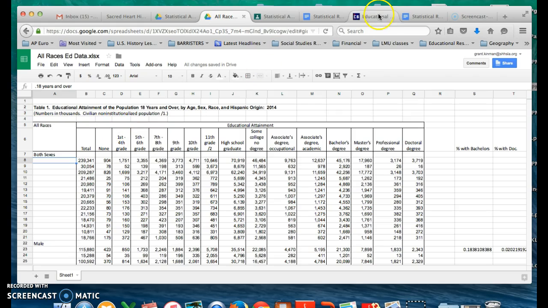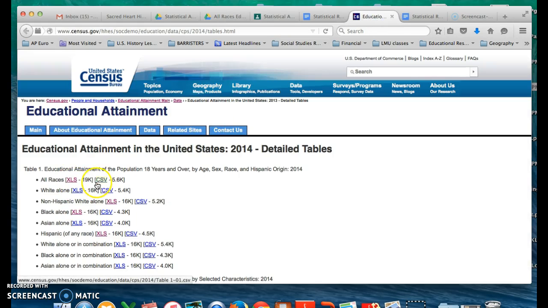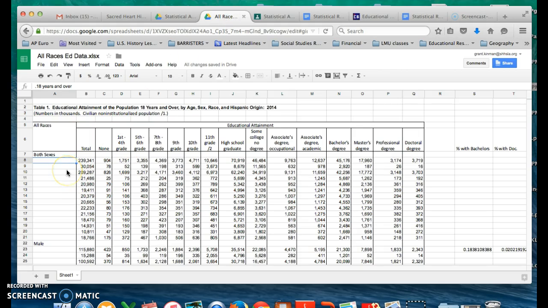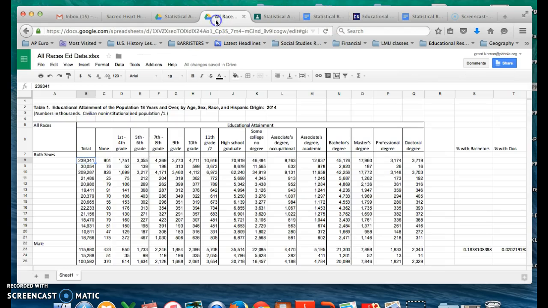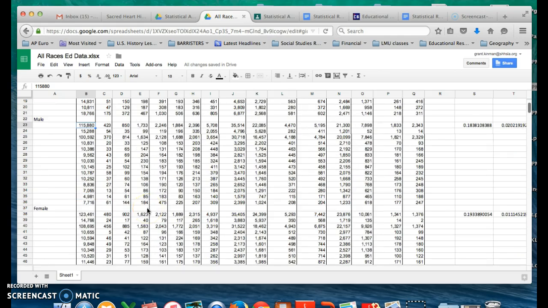Okay. So I pulled up that chart that you need to click on. And the first one you're looking at, again, you clicked on all races. Pull up the CSV on your iPad. That works best. Or if you're on a computer, the Excel sheet there. And the first thing we need is the total number for both sexes. I believe I'm wrong. We need it just for men and we need it just for women. Okay, so just for men, our grand total is 115,880. For women, it's 123,461.